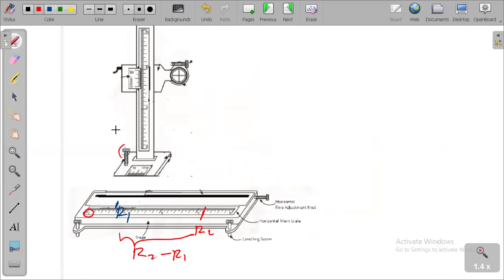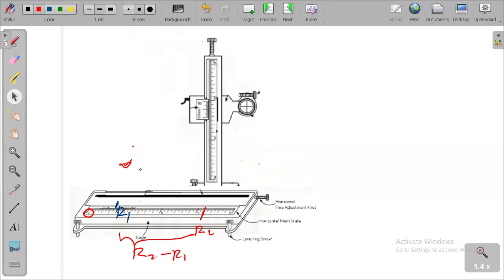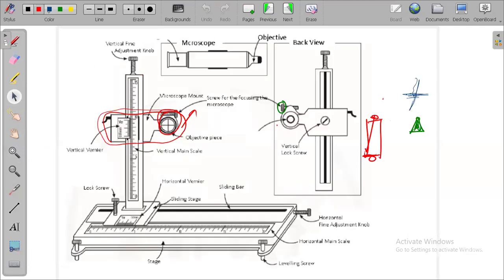You can just slide this whole system. There is a lock screw here. You can tighten it and lock it until it won't move. And you take the reading, then you unscrew it and you can just slide it along this path again. And whenever you want, you can tighten it and get the second reading. But for the vertical one also, there is a lock screw just behind this one. That's what's shown over here.